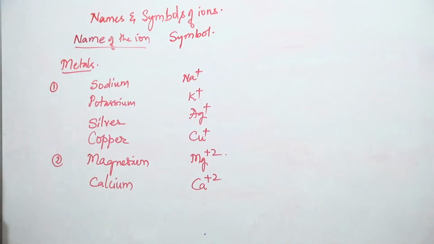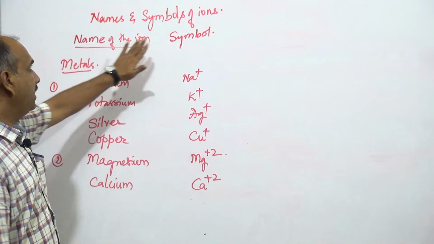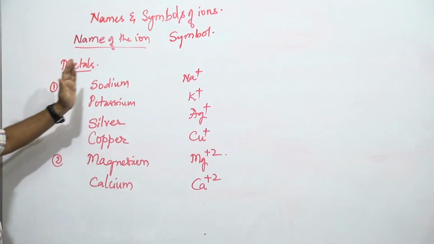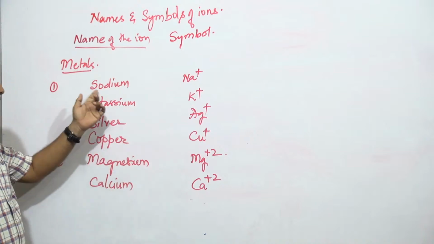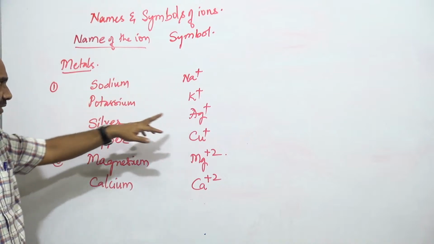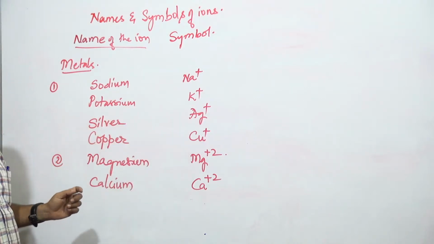Okay. So names and symbols of ions we should be knowing. So here, name of the ion and symbol. Let us take the metal list first. So metals with the +1 charge. Sodium +1, potassium again +1, silver +1, copper +1, magnesium, calcium onwards.